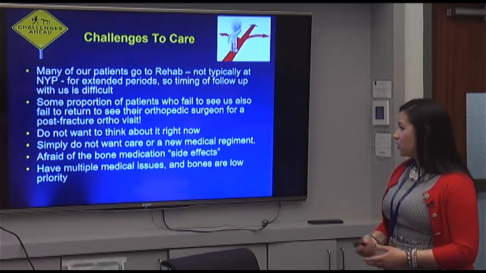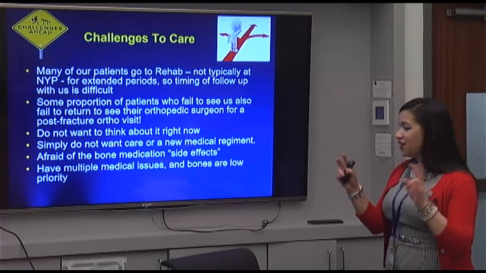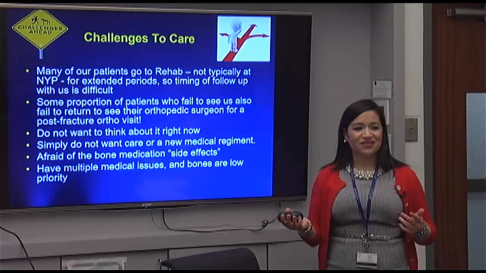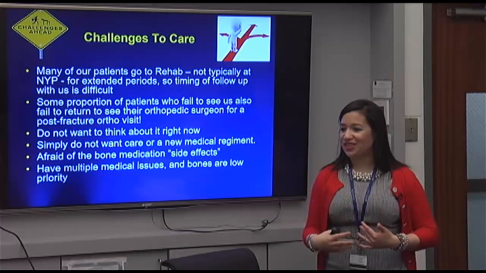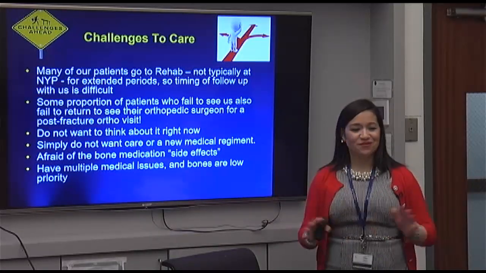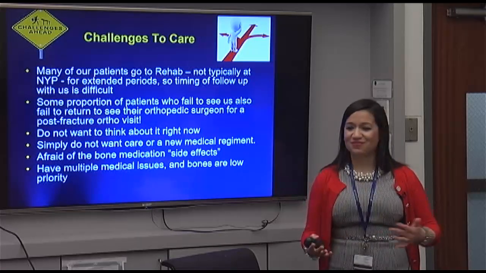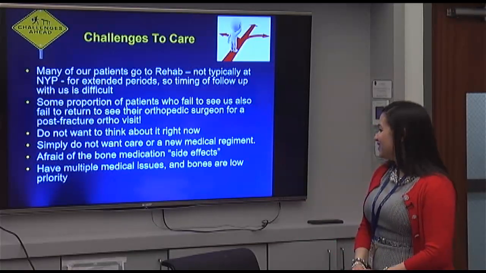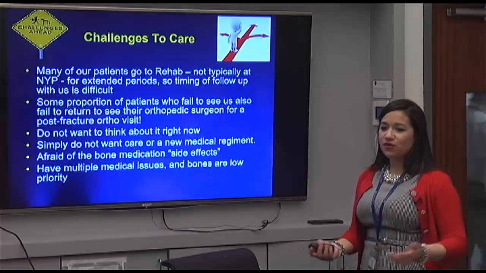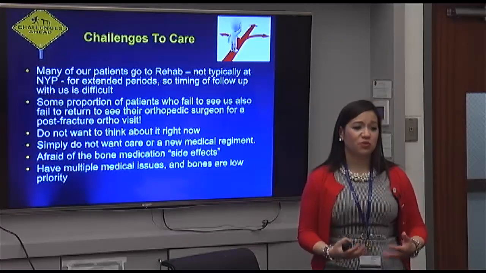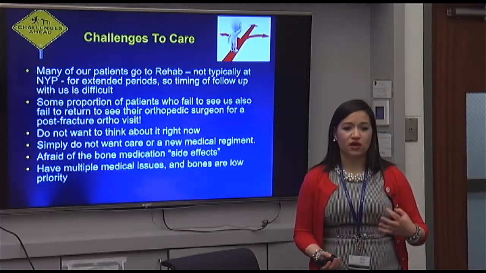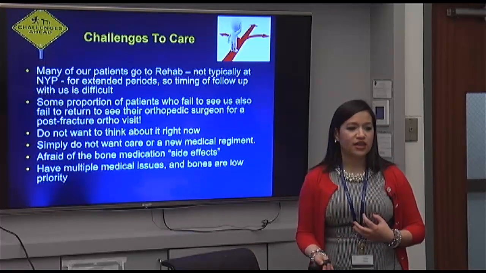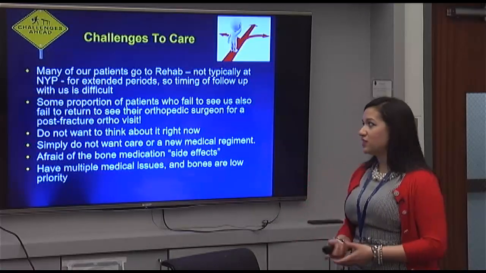And I mentioned a lot of them are afraid of side effects, although I find it very interesting because they'll gladly take diabetes medication, hypertension medication, but for some reason when it comes to osteoporosis and bones, it's like, no, no, no. And a lot of them have multiple medical issues, and like I said before, bone health is just very low priority. They're focusing on the heart failure, the hypertension, and bones just get left to the side.